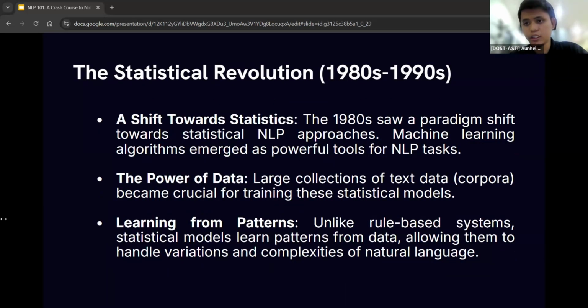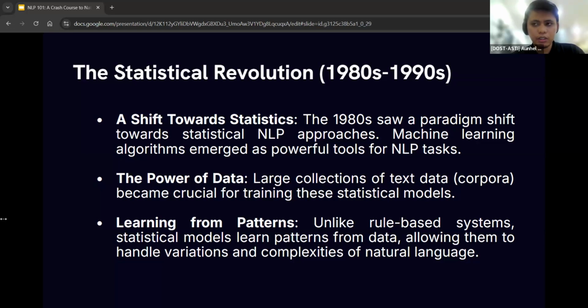Then comes the 1980s to the 1990s, what we call the statistical revolution. From rule-based systems, we had a paradigm shift to machine learning algorithms, which are basically statistics on steroids. During this time, scientists and researchers started to amass a large amount of data that could be used for these statistical models. Large collections of text data are known as corpus, or corpora in plural form. These were beginning to be available to all researchers.